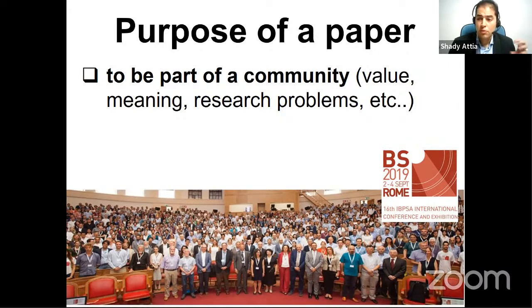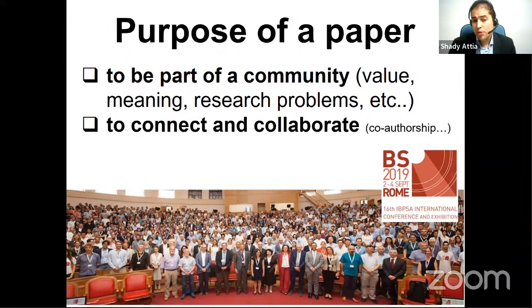So the first thing we do when we write a conference paper is to make sure that we are close to this community, we are familiar with their values, with the problems they are tackling, so that we can become part of this community.